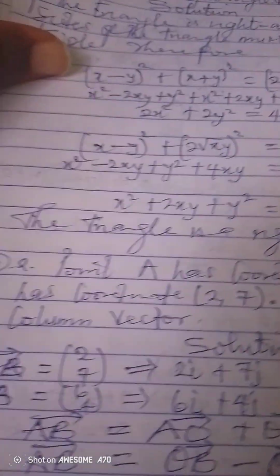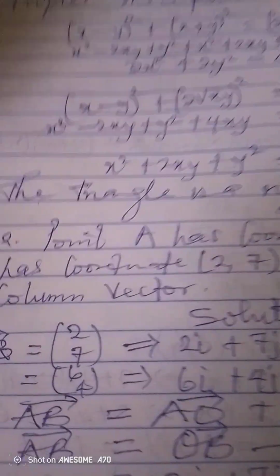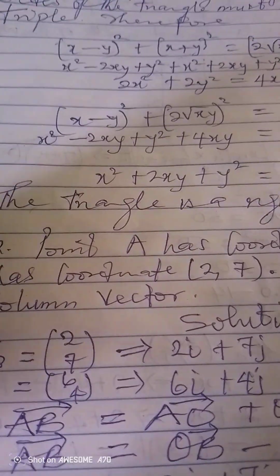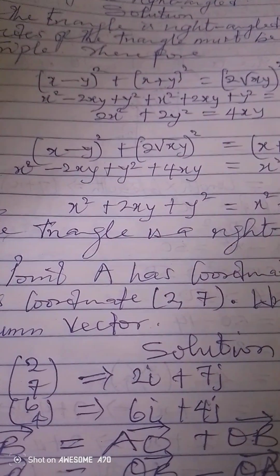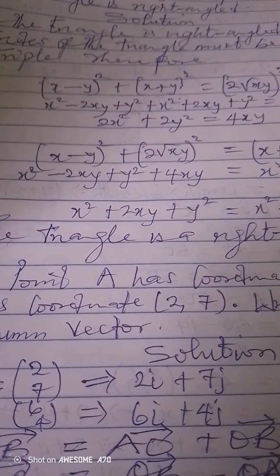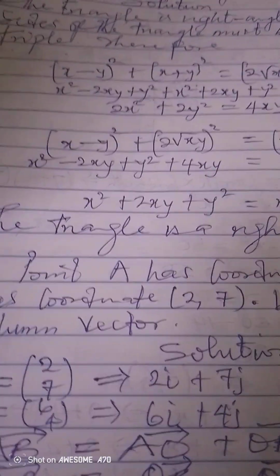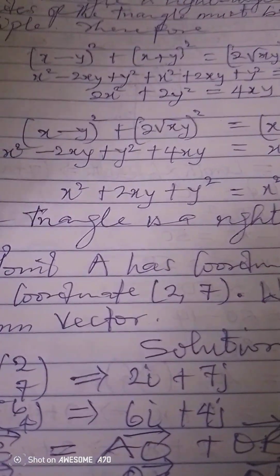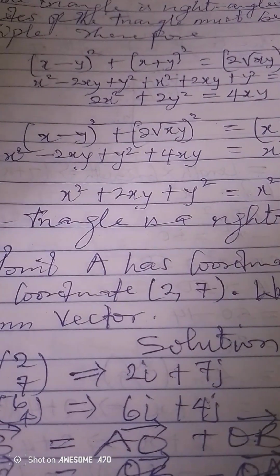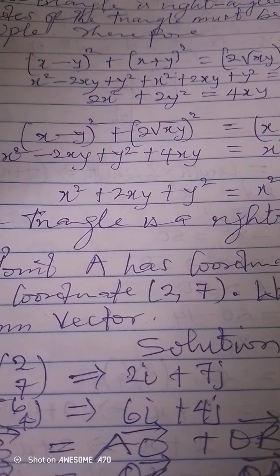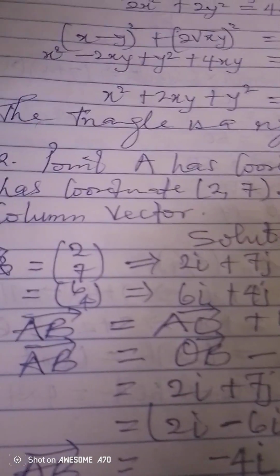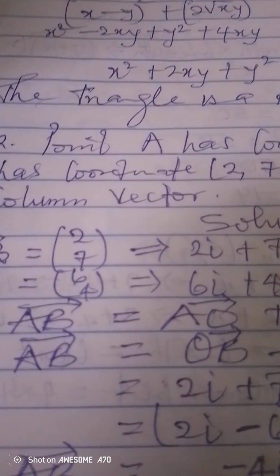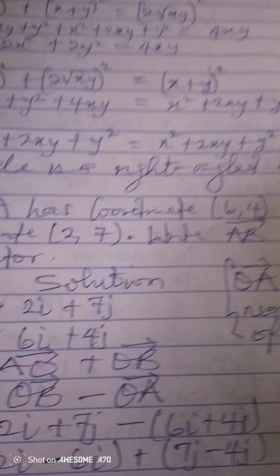So to get the vector AB, we have AB as AO plus OB, forming a triangle. You can draw a triangle and represent these three points O, A, B. You can move from A to B. Moving from A to B means you can move from A to O, O to B. In that case, AB becomes OB minus OA.